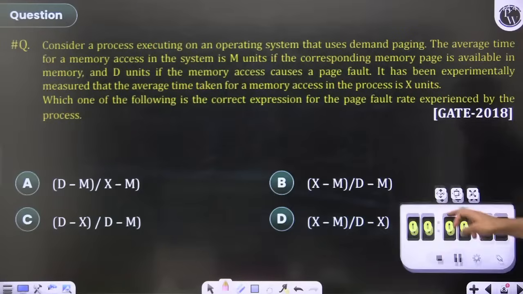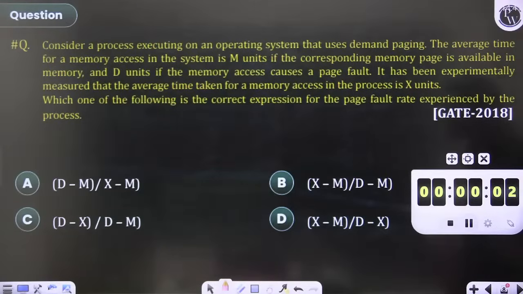This question is so easy, so easy. Hardly it takes 1 minute. 2018 GATE paper.